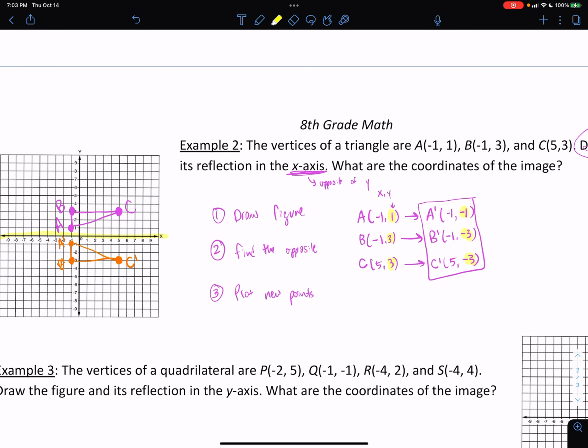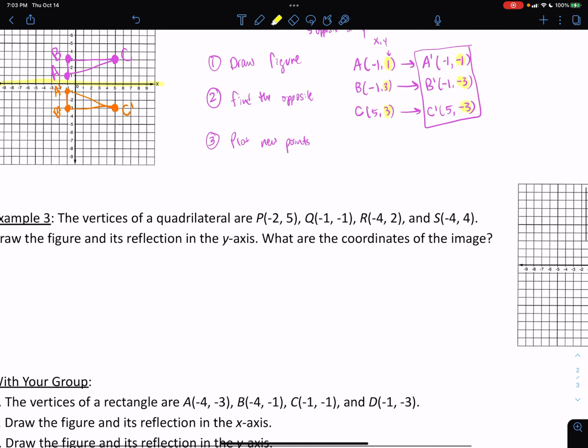Okay? So take your time. If you didn't understand what I just did, feel free to pause this video and rewatch just this portion of it. I would really rewatch it until you feel like you have a really good understanding of how to make reflections in a coordinate plane.